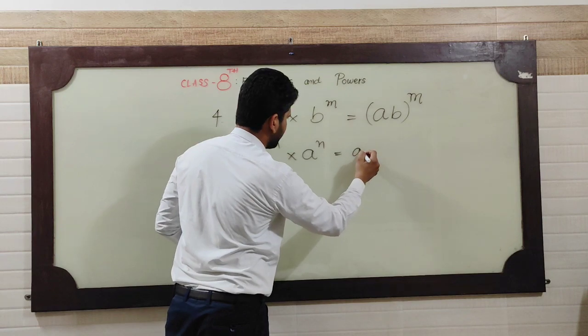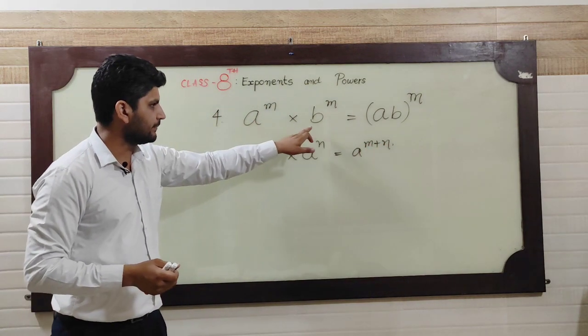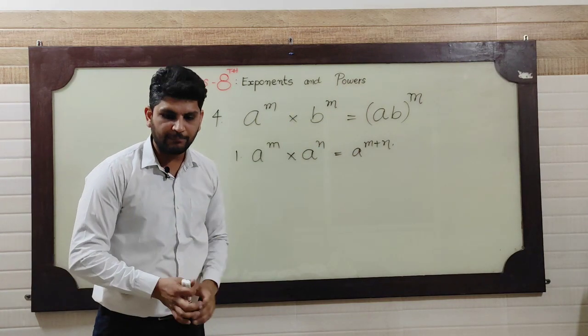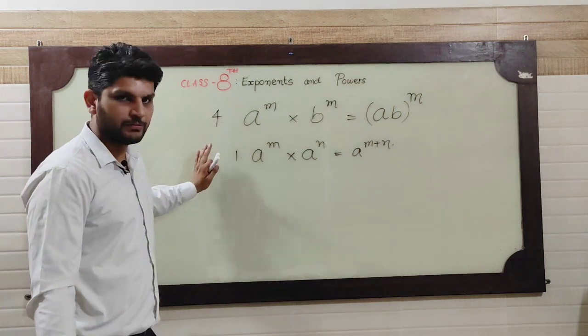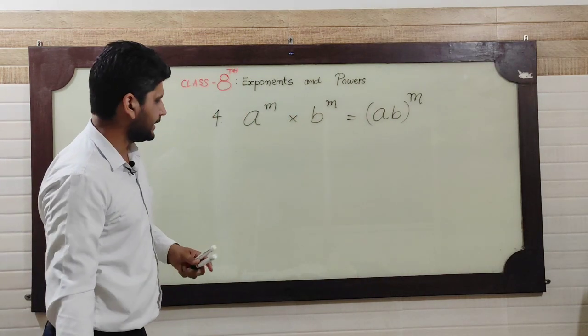This property can be written as a power m plus n, but if powers are same, then we will multiply the bases with the same power. So you will have to keep in mind, don't be confused with these two properties, right? So we just verify this property 4 by taking one example.